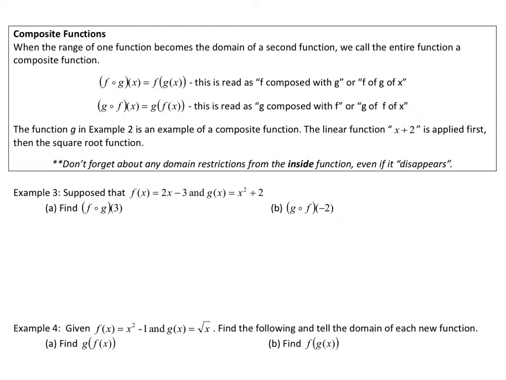So composite functions are when you take the range or the output of one function. So we're going to take the output of one function, and we're going to make it be the input of a second function, which is what this little blurb is saying. When the range of one function becomes the domain of a second function, we call that a composite function. So you're going to be basically doing functions twice, taking the first output and shoving it into another function, called a composite function. It looks really weird.